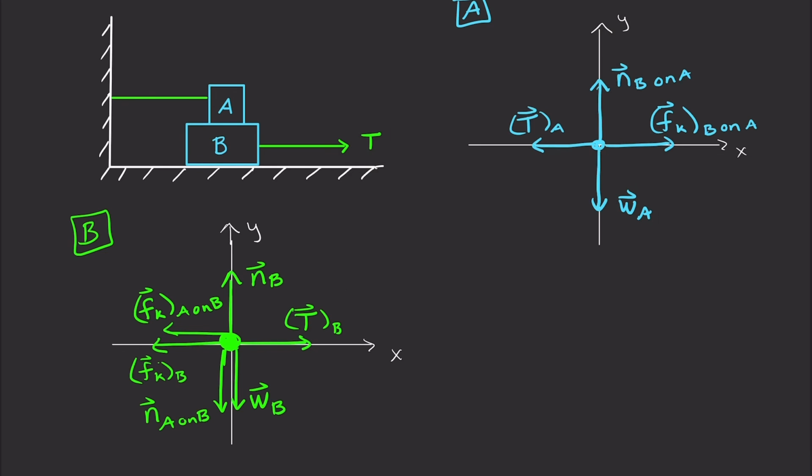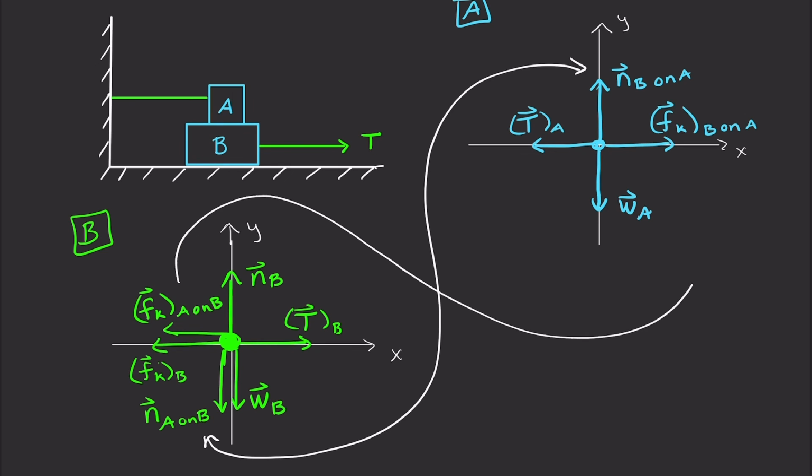Okay, so now we again have two action-reaction pairs. So we have this one, and we have this one. So these are action-reaction pairs. So sometimes when it's hard to see the direction of some force in an action-reaction pair, it may be easier to draw the free body diagram for the other object first.